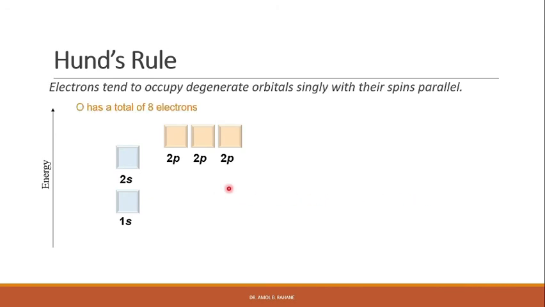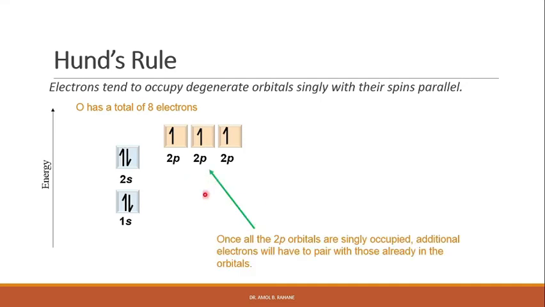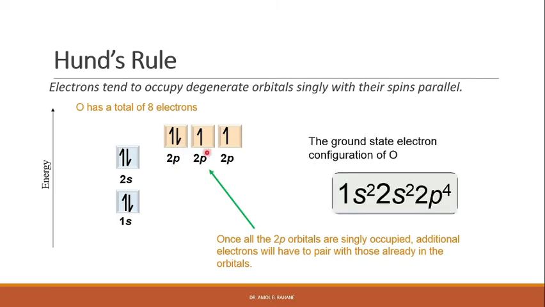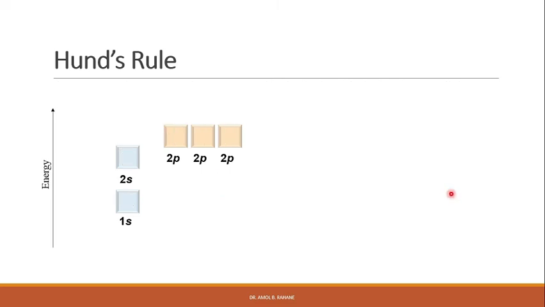In the case of oxygen, we have 8 electrons, and the 8th electron has no choice but to pair with one of the electrons in one of the 2p orbitals, right? And the ground state electronic configuration of oxygen is 1s2, 2s2, 2p4.